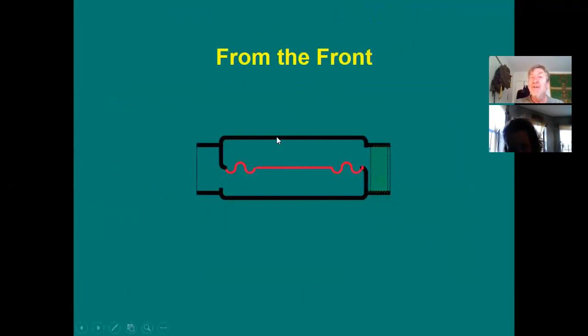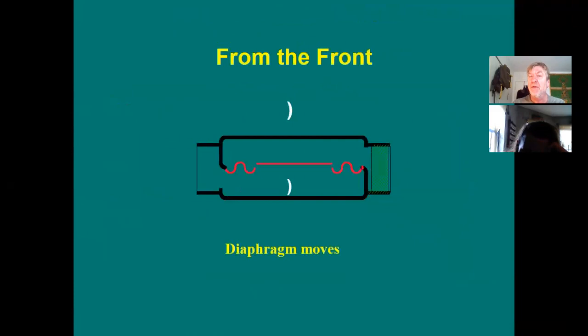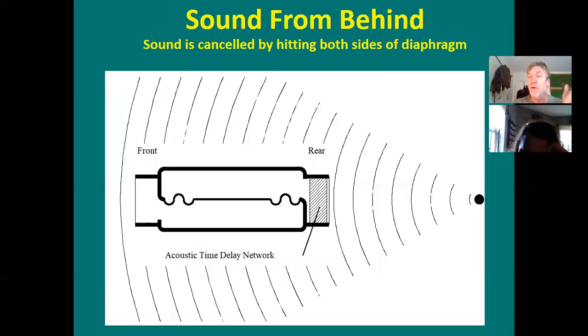Notice again, the microphone has two doors, a front door on the left, and the rear door has something jammed in it. Okay, watch this now. Sound comes from the front and wiggles the diaphragm, and then carries on. God's in his heaven, all's well with the world.